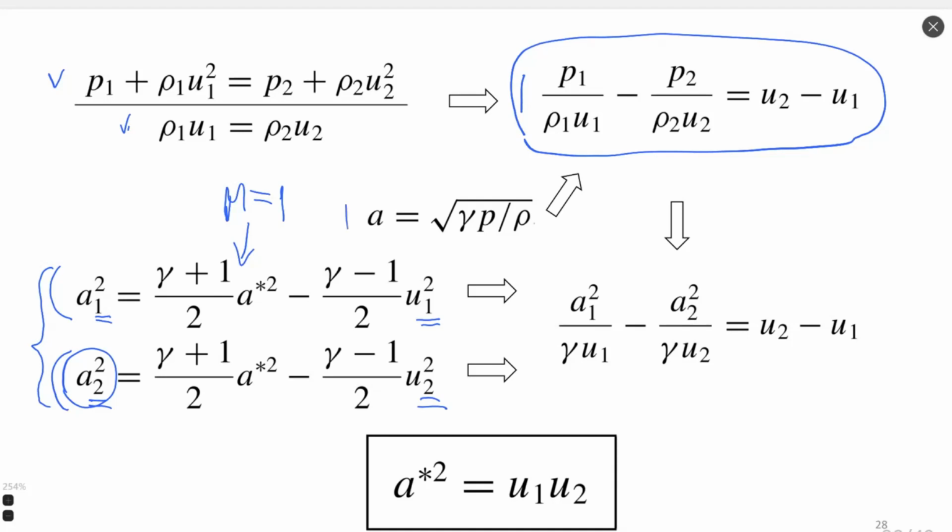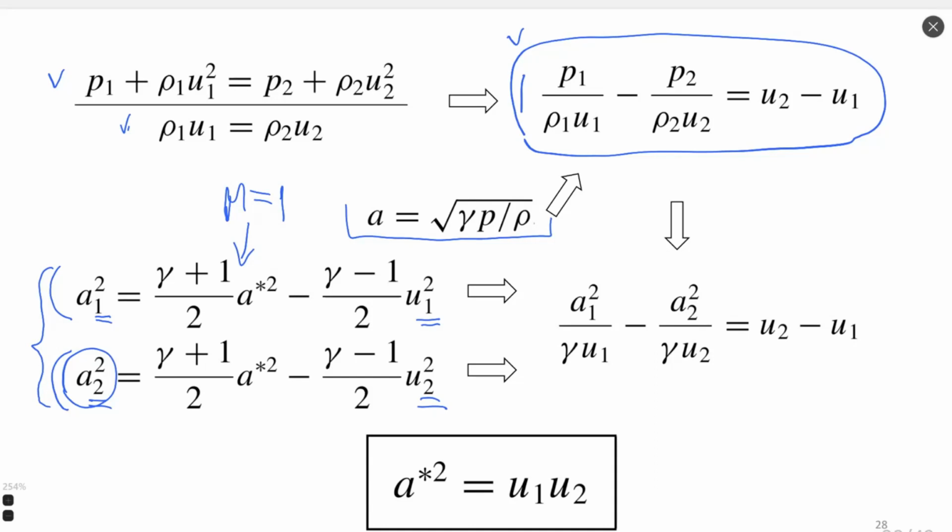This definition of speed of sound here, which is saying that speed of sound is equal to square root of gamma p divided by rho, where gamma is adiabatic constant. We can substitute this definition inside our combined equation of momentum and continuity equation. How can we do it?